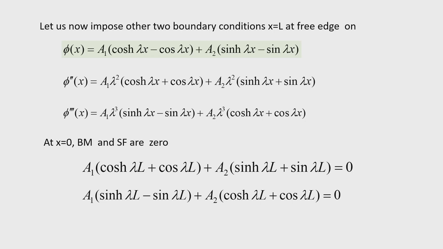So bending moment and shear force zero conditions are applied here. So we are getting this, this is coming from EI d square phi dx square equal to 0, that is EI phi double prime equal to 0. So that is coming from there, and we are writing directly these two terms with coefficients a1 and a2. Similarly, this equation is coming from this zero shear condition, and we are getting this equation after substituting x is equal to L. So we are getting sine hyperbolic lambda L minus sine lambda L plus cos hyperbolic lambda L plus cos lambda L.